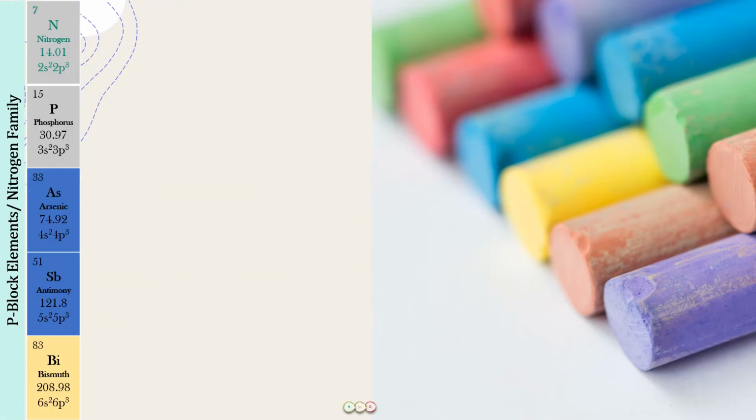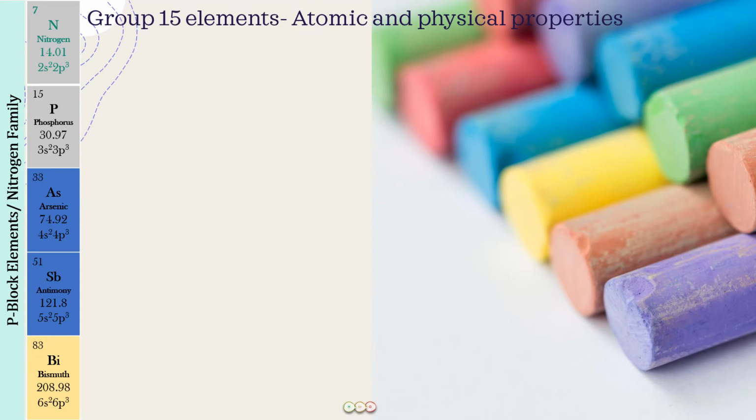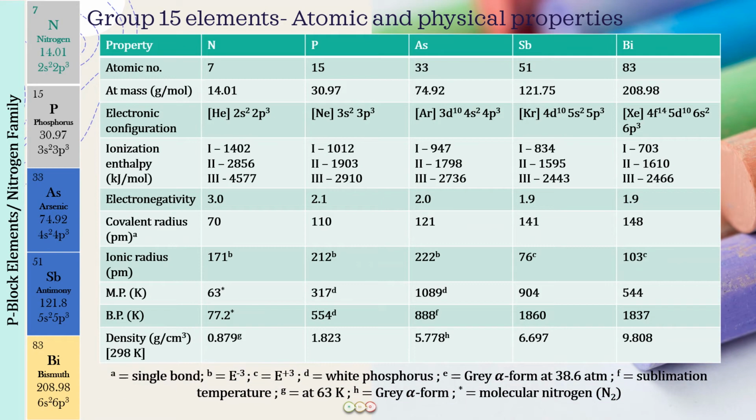So before we start with the discussion, I just want you to look at a table which shows us the atomic and the physical properties. This is a table which has been given in the NCERT textbook. This is the table which I showed you in the previous lecture also while we were talking about the atomic properties. So in this table, we have the atomic number, the atomic mass, the electronic configuration. We discussed it in the last lecture. Similarly, the ionization enthalpy, the electronegativity, and the covalent and ionic radius is what we have already discussed in the last lecture. So please do watch that lecture for a thorough understanding.